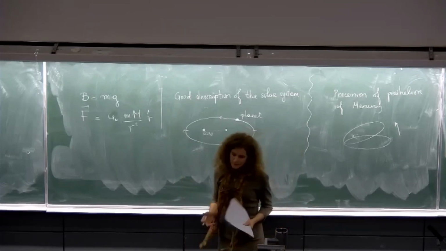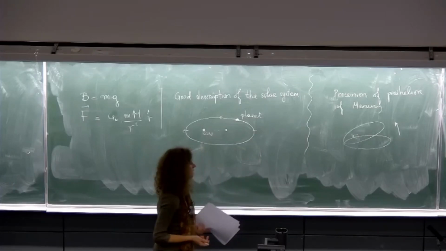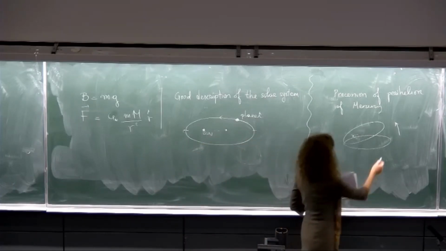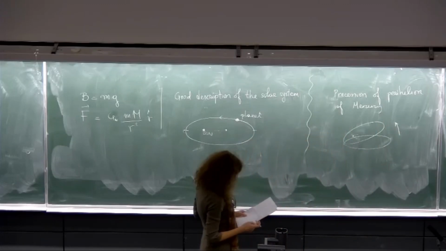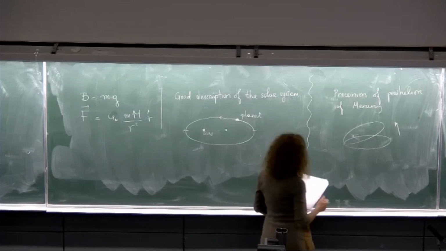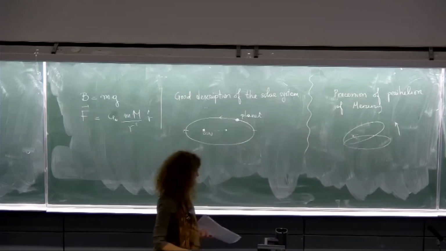So the theory that actually gave an answer to this movement of the perihelion of Mercury was general relativity. So we said we'll be writing here.